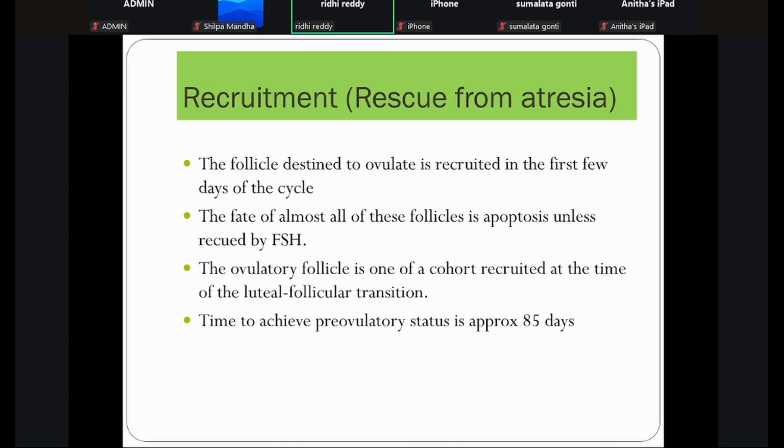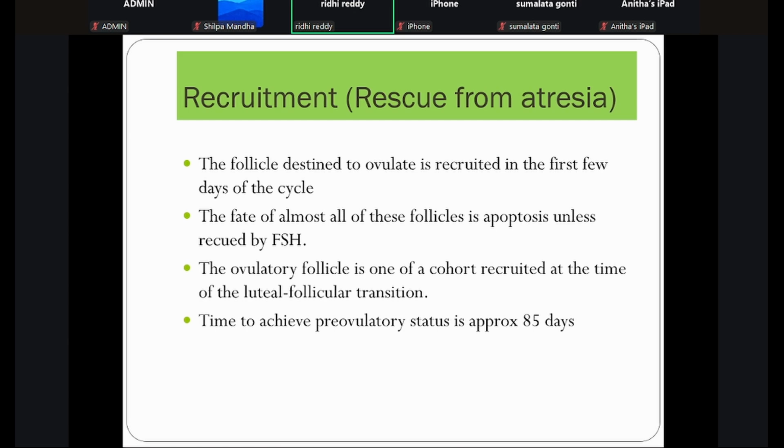Then recruitment. Whichever follicles are rescued from atresia will get recruited. The follicle which is destined to ovulate is recruited in the first few days of the cycle. So the fate of almost all of these follicles.